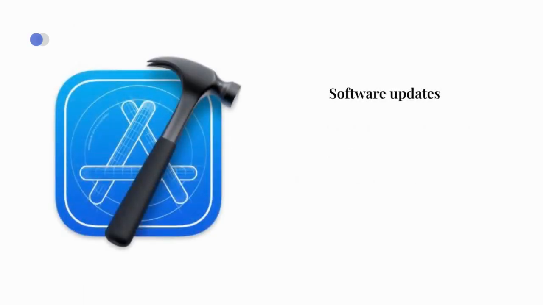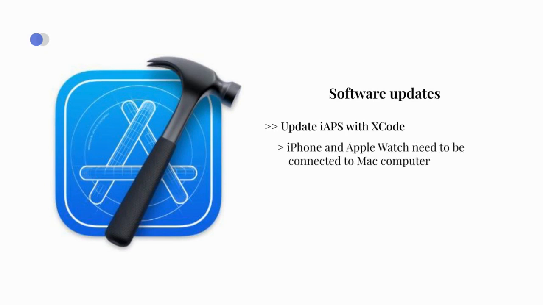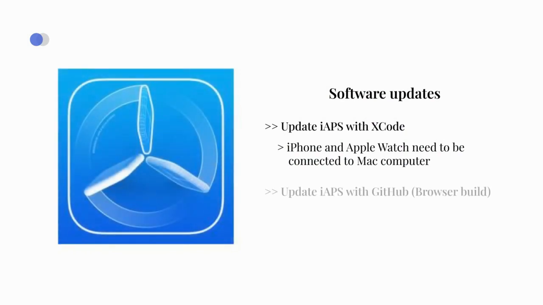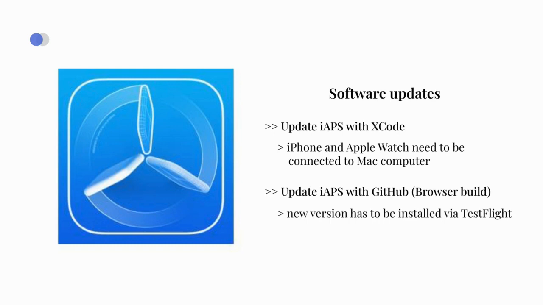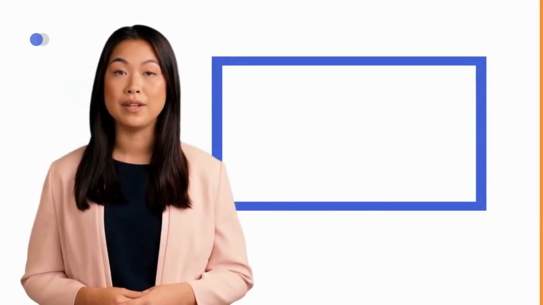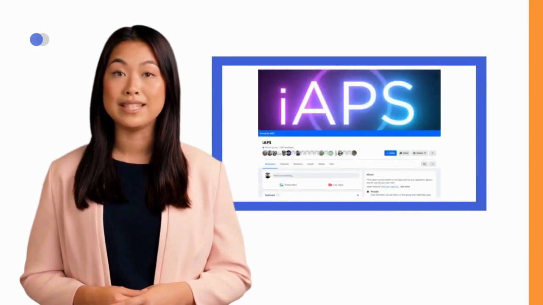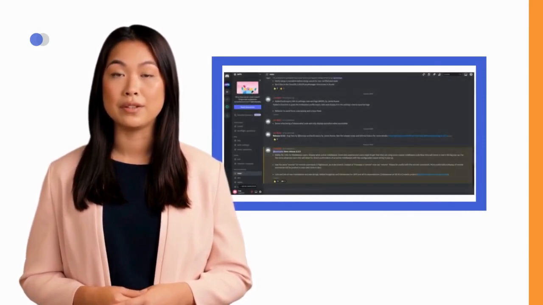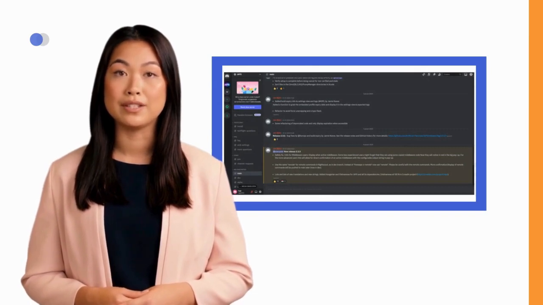If you are using the Build iAPS with script method, you'll need to use Xcode to refresh the code to the new version, while your iPhone and Apple Watch are connected and powered. In the case of the browser build method, upon successful execution of the build process, the new version has to be installed via a TestFlight download. If you encounter any issues, stay calm and seek support from the iAPS community and documentation. Remember that troubleshooting is a normal part of software usage, and with patience, you can overcome any challenges that arise.